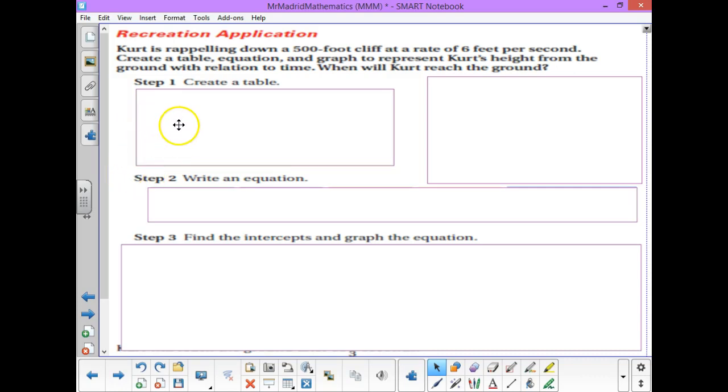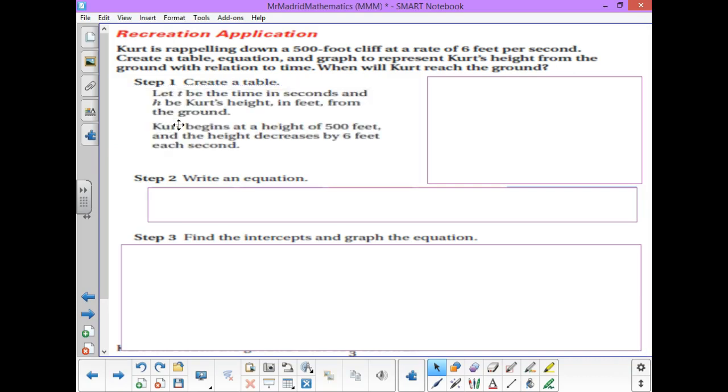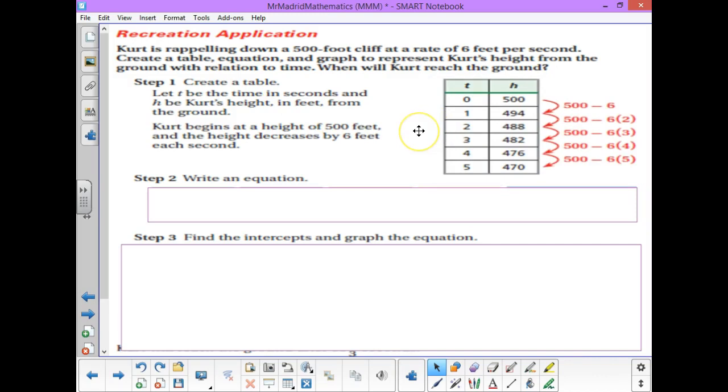Okay? They want us to create a table first, right? So let's let t be time, which happens all the time, in seconds, and h be Kurt's height in feet from the ground. Kurt begins at a height of 500 feet, we're told, and the height decreases by 6 feet each second. Now, to produce a table like this, we'd list a couple of seconds. We're going to go from 0 to 5. We're going to start off with the initial height of 500 and subtract 6 from there for each successive second.